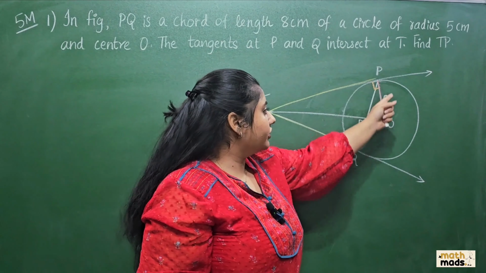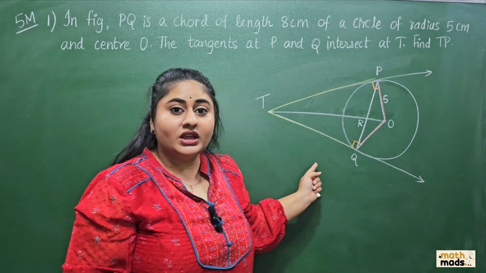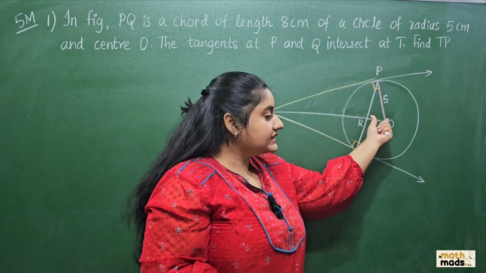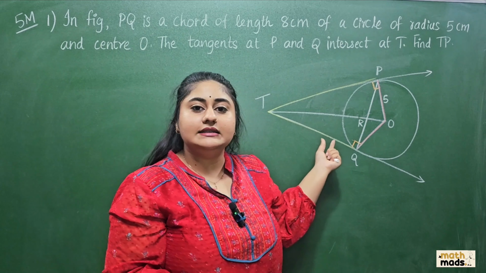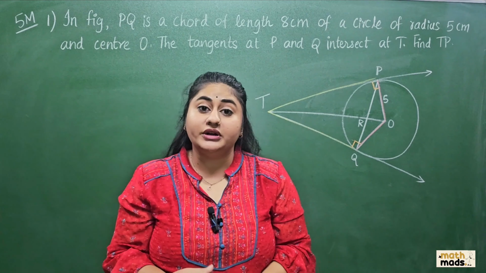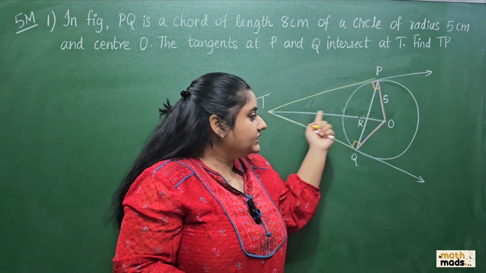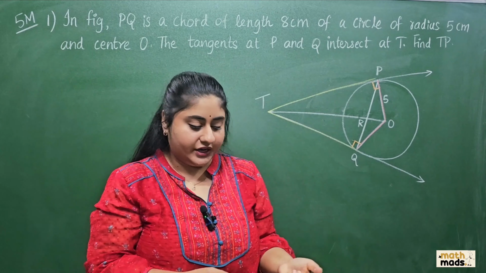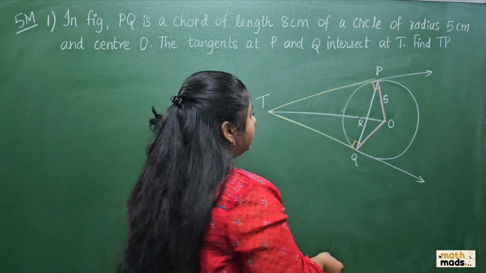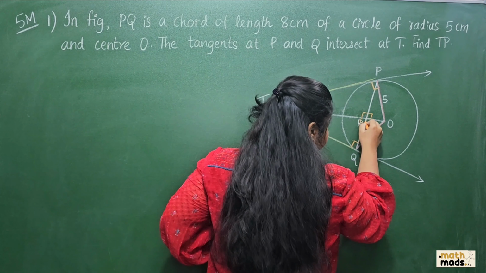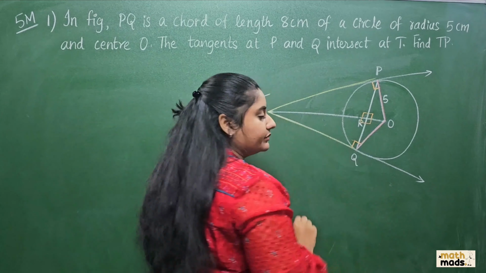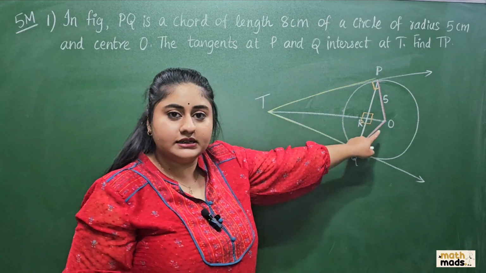If you look at this quadrilateral TPOQ, how does it look like? Since two pairs of adjacent sides are equal, I can tell that this is a kite. Now what is this property of a kite? The diagonals of a kite intersect perpendicularly. What does that mean now? At R, all angles are 90 degrees. Okay, this is the major information. Now all angles here are 90 degrees.